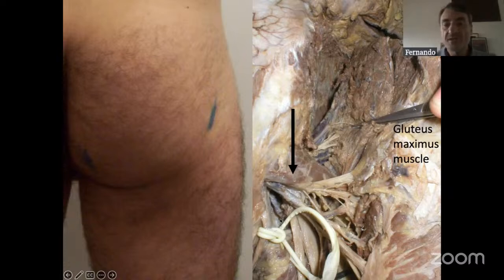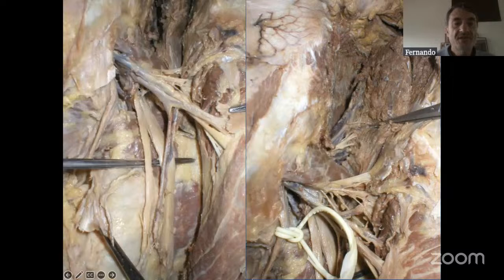So we can understand here the anatomical basis of pyramidal syndrome. This is the pyramidal muscle, this is the sciatic nerve, and the nerve can be compressed here by this muscle. Another dissection, or a more detailed dissection, with the ischial tuberosity, sacrotuberous ligament here, and we cut this ligament, the pudendal nerve, the sciatic nerve, pyramidal muscle here, and the nerves to the gluteus maximus muscle.